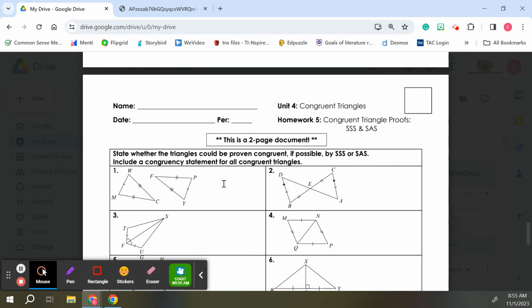So you have all 10 for homework, and I do highly recommend you complete 10, 11, and 12 for extra practice. I'm not going to lie to you guys. The more you do, the better off you will be, okay?